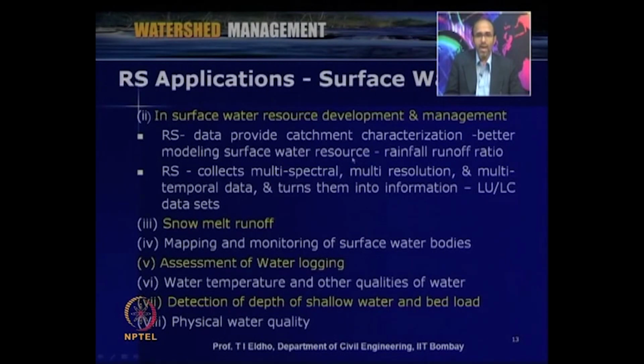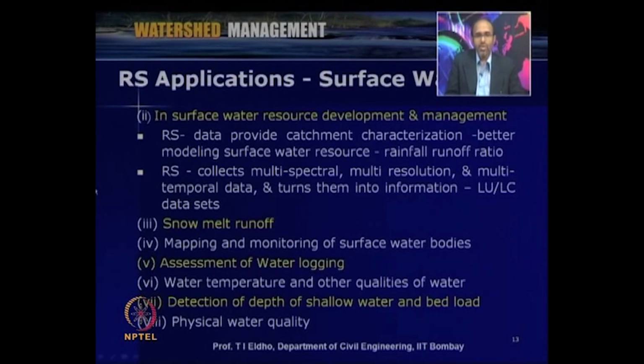As far as surface water applications are concerned, we can identify snow melt runoff. If snowfall has taken place in a particular area, we can see how much snowfall there is and how the snow is melting. In a repeated way, we can obtain the temporal variation, and that gives a lot of information about snowfall, snow melt and runoff. Then, for surface water, we can map and monitor surface water bodies. Like if a reservoir is there, how much area is flooded, or if any flooding problem is there, how the flooding is increasing or decreasing.